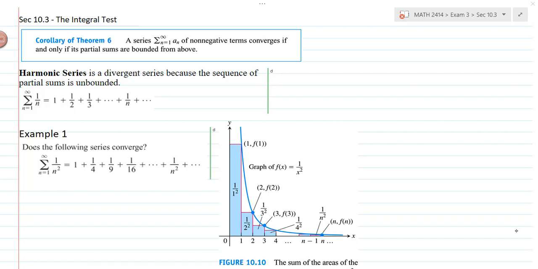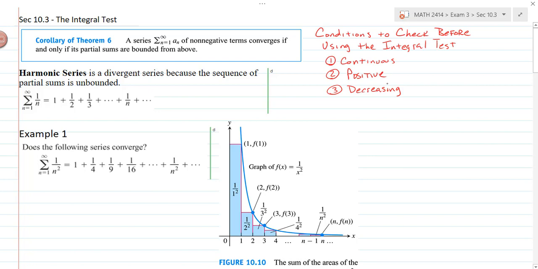A corollary of Theorem 6 says that a series, n equals 1 to infinity of a sub n, of non-negative terms converges if and only if its partial sums are bounded from above. What that means is that we've got some conditions that we need to check if we're going to use the integral test. When we use the integral test, we're going to rewrite the terms of the series as a function of x. That function has to be continuous, positive, and decreasing in order for us to use the integral test.